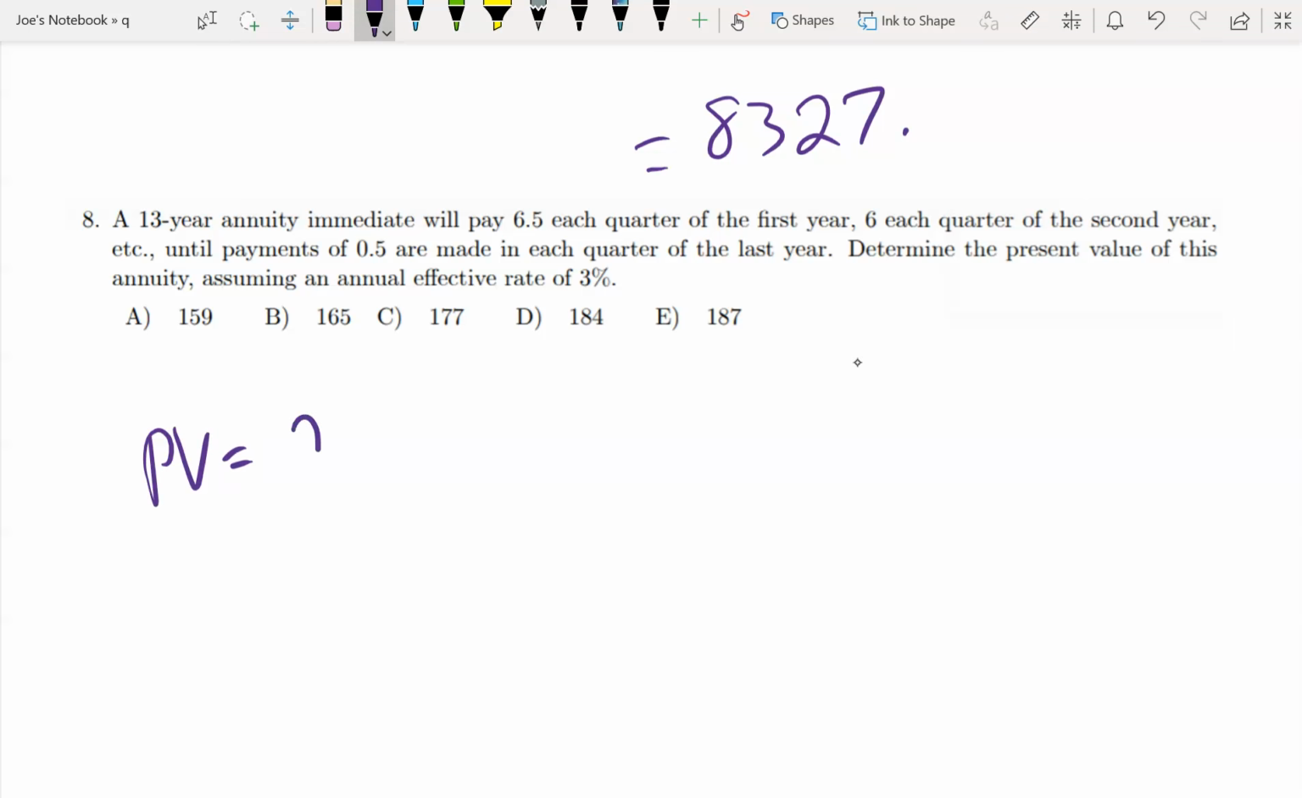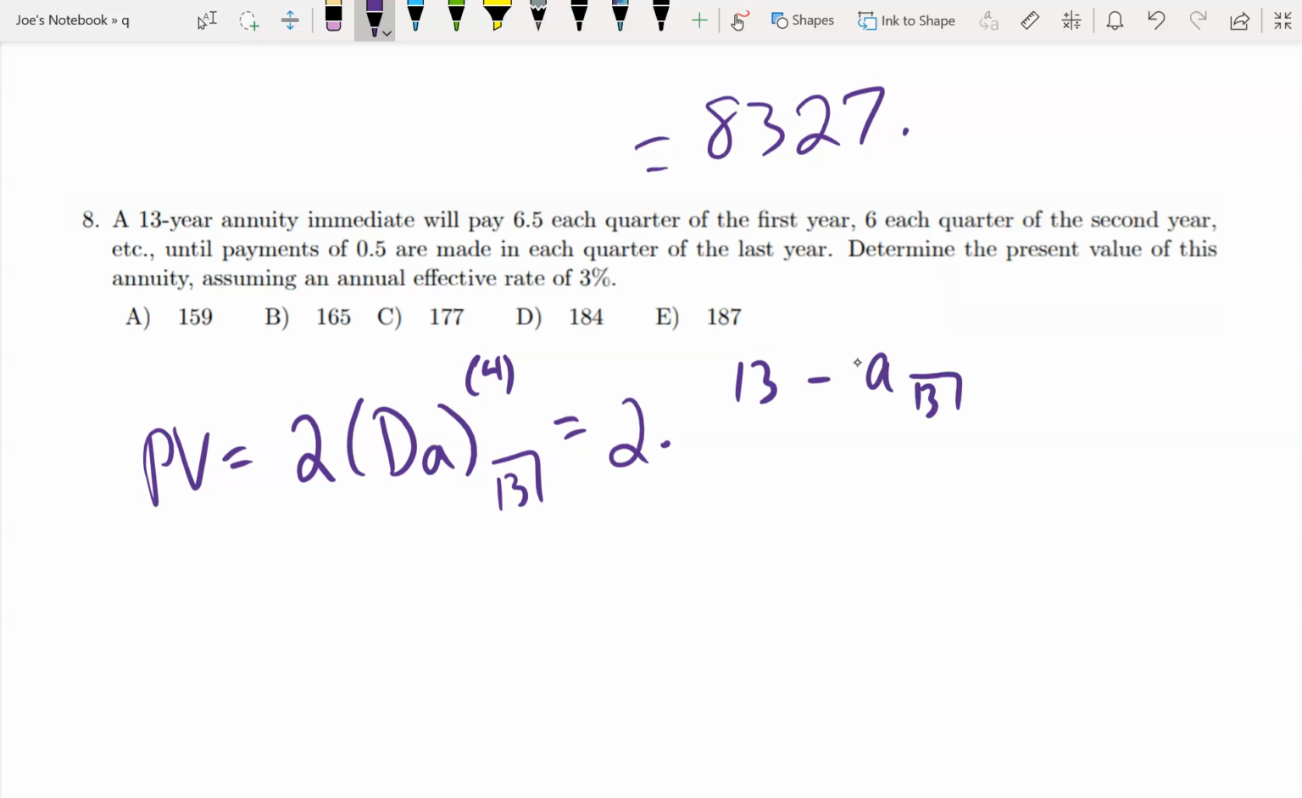Well, the amount per year is 2, right? The last year it pays 2, and it's going down by 2 each year. And then we have decreasing monthly. There's 4 payments per year, so decreasing 4, and then angle, how many years? 13? So this would give you 2 times, I need 13 minus a angle 13. I need the yearly interest rate here, so that's 0.03.